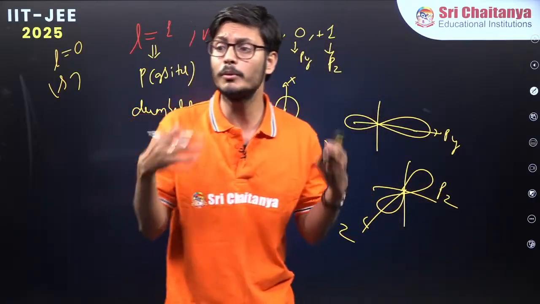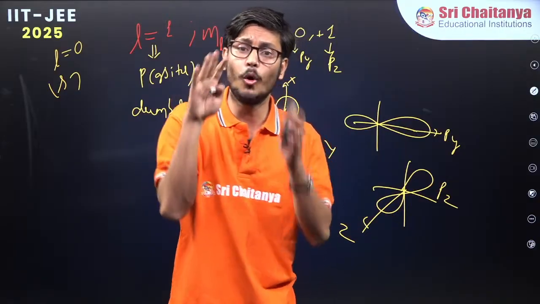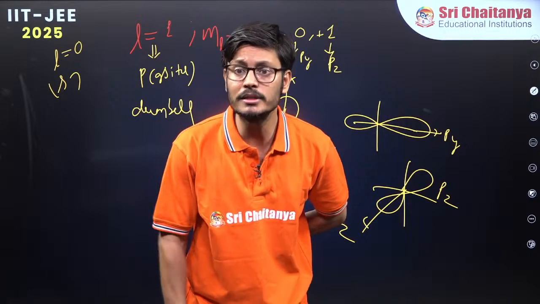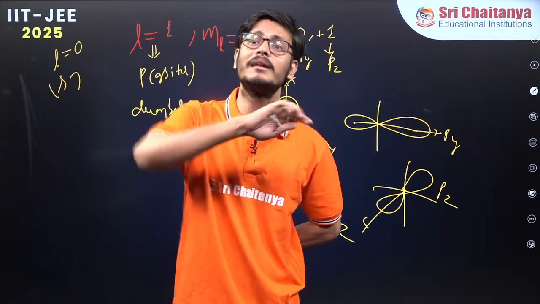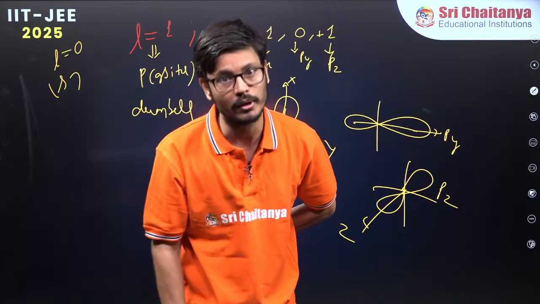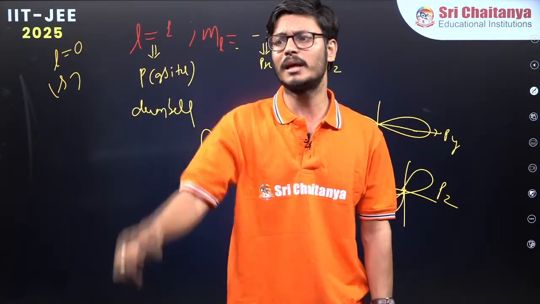So what does it represent? The magnetic quantum number represents the orientation of orbitals in 3-dimensional space. That is the application of the magnetic quantum number. Is it clear to everyone? These 3 quantum numbers are clear to everyone? Just give me a thumbs up, please.